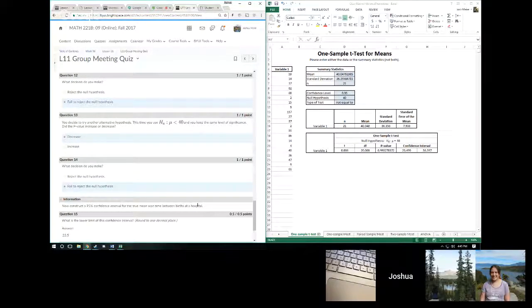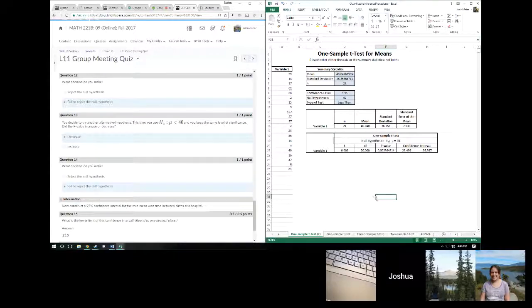You decide to try an alternative hypothesis. This time you use less than 40 and keep the same significance level. Okay, so we're going to go back and do less than. Did the p-value increase or decrease? It decreased. Correct? Yes. It's 0.502. What decision do you make? Are we still fail to reject the null? Yes, because it's still higher than 0.01.